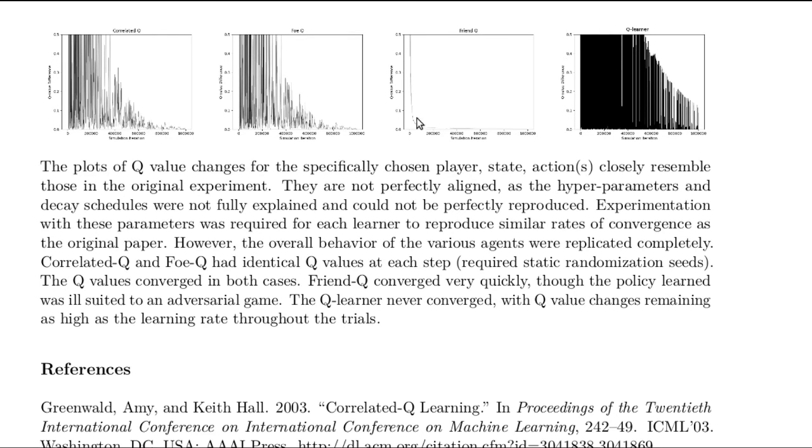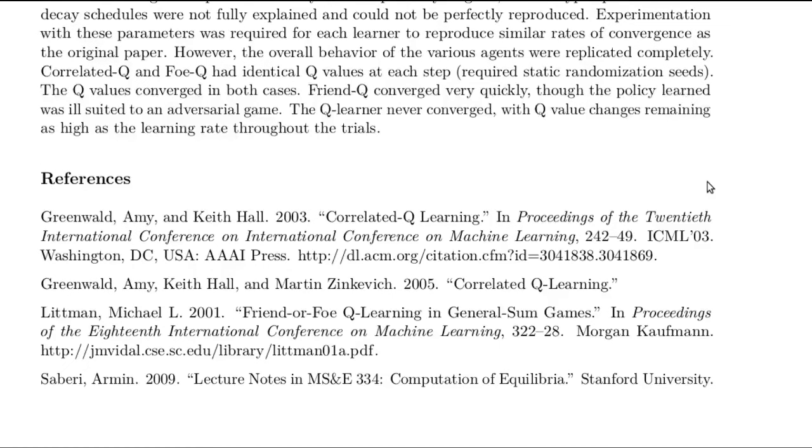Friend Q, in the same way, reached convergence very quickly, and then Q learner never converged, and it only went down as much as the learning rate. And that is it. Thank you.